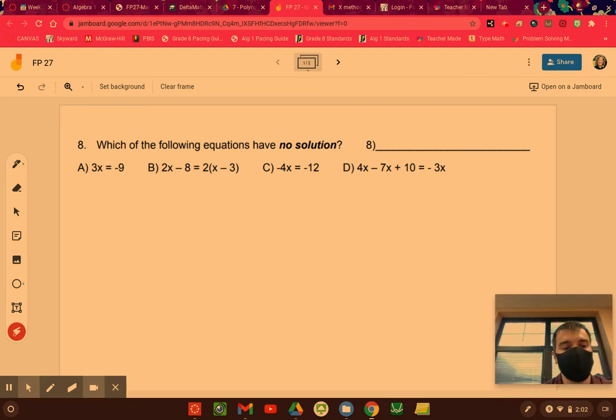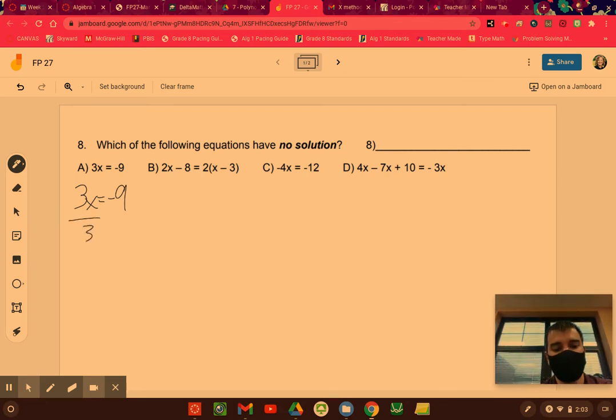Well, let's just do what we know and try to solve these problems. And if we can't solve them, then we can understand that there's no solution. So looking at this first one, problem A, it is 3x equal to negative 9. So how would I solve for x here? I would solve by dividing both sides by 3.